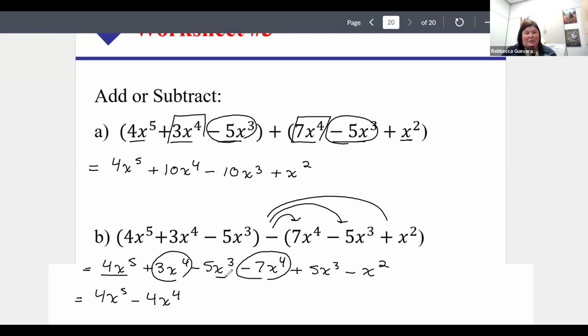And then nobody really likes this one. We have a negative 5x cubed. And now this is a plus 5x cubed. So these are additive inverses of each other. So they cancel each other out. So that is a term that's just going to disappear now. And then my very last term is the minus x squared.